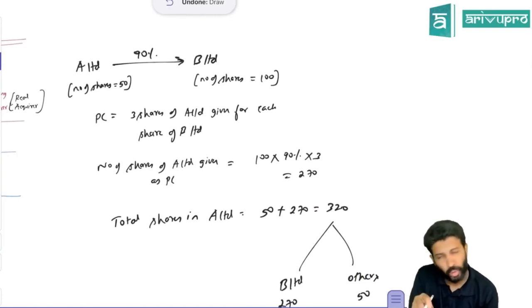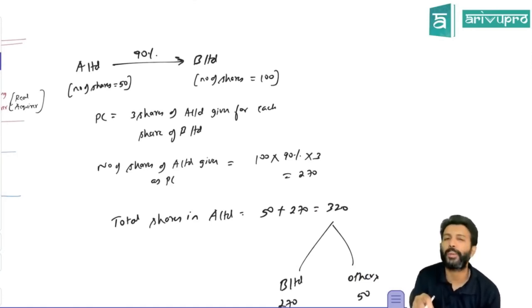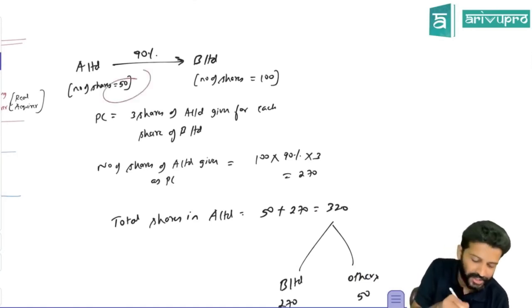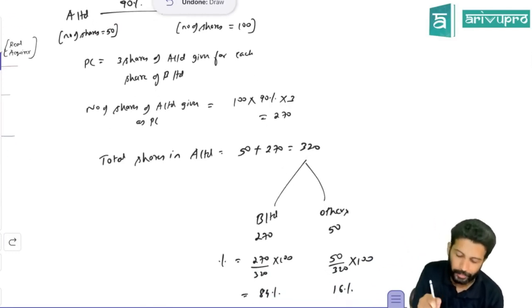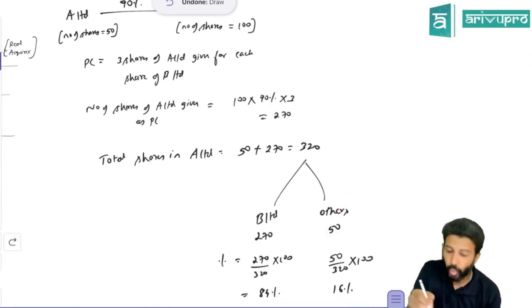So do a quick checkpoint. Who all owns these 320 shares? In these 320 shares, 50 shares, the existing shares, are held by some other third party. We don't know. Alright, 50. Who holds these 270 shares? B Limited, correct?